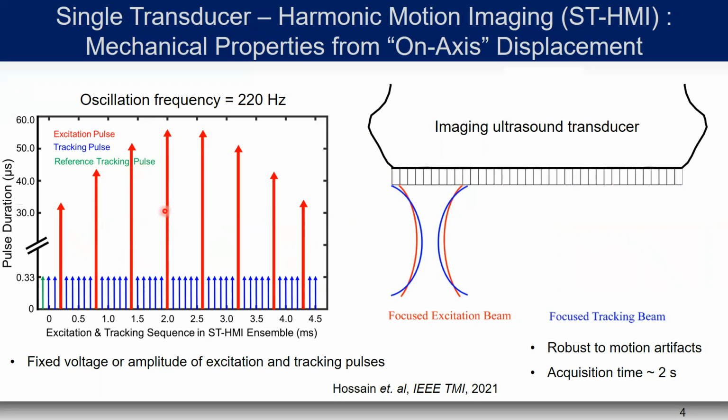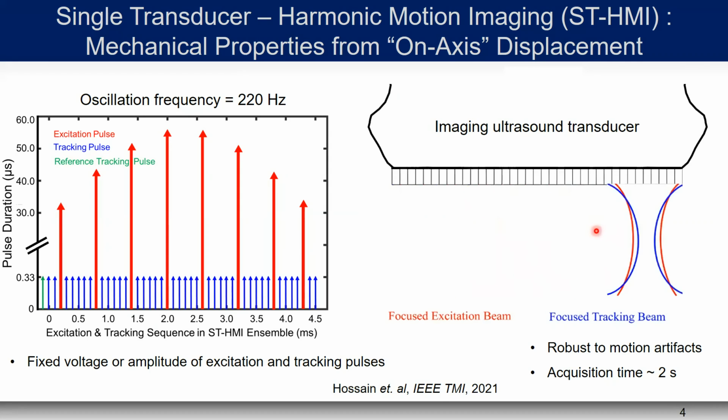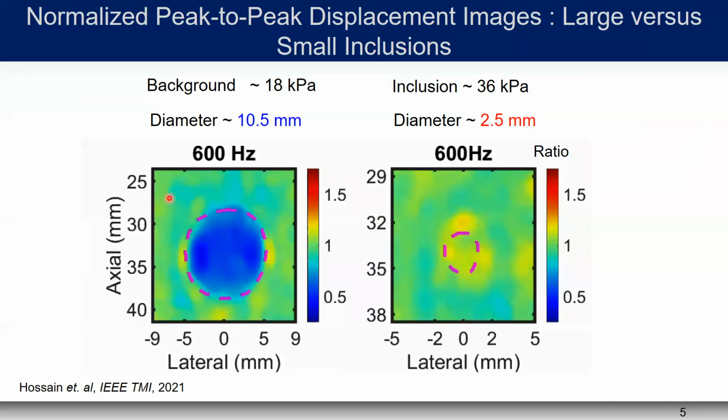This excitation and the tracking pulse are implemented in a focused excitation and tracking beam. To generate a 2D image, a moving walking aperture beam sequence is implemented electronically. The imaging is very robust against motion artifact, because we know the oscillation frequency, which can be easily filtered out from the other motion artifact. The acquisition time is very short, less than 2 seconds, because everything is done electronically. Another advantage is that we can exploit the oscillation frequency to detect different size inclusions.